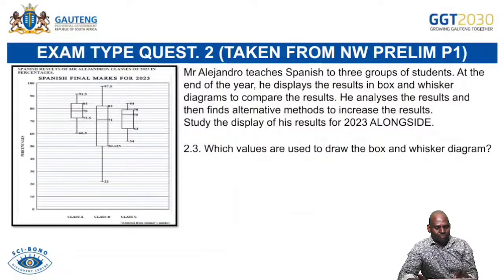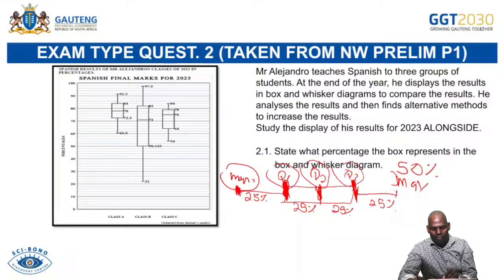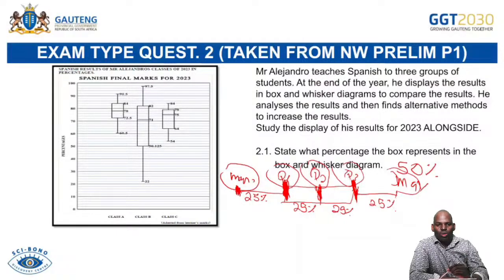So if I take you back to this, we know that if you've got a box and whisker, whatever is here is the minimum. Whatever is here is quartile 1. Whatever is here is quartile 2. Whatever is here is quartile 3. And whatever is here is the maximum. Sometimes they say quartile 2 is the median, right? So very important. From this one, you always know the picture. We will only need these values in order to draw, even though we will not be expected to draw. But these are the values that will always be indicated on the box and whisker.